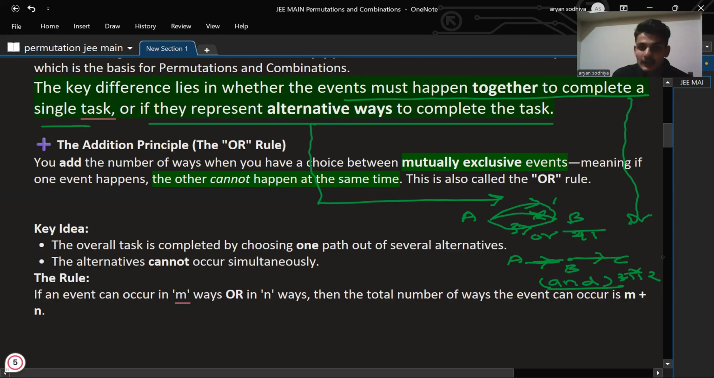And here, these are not alternative ways of completing the task. They are sequential ways of completing the task. These both must happen together. I will go from A to B as well as B to C in order to complete this task. Okay. So this is the major difference between the OR principle and the AND principle. OR comes when you have the alternative ways of completing the task, and AND comes when you need to complete both the tasks to complete the task.